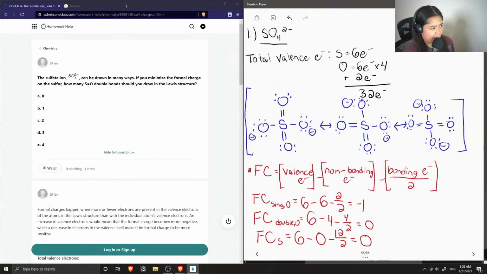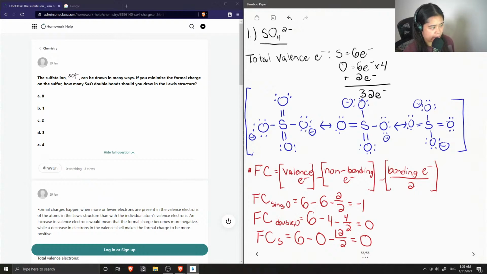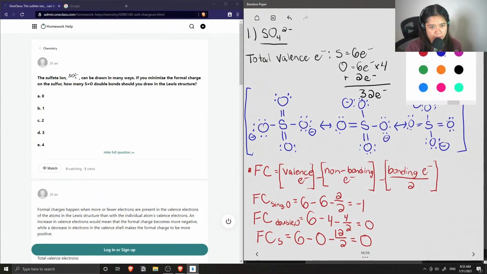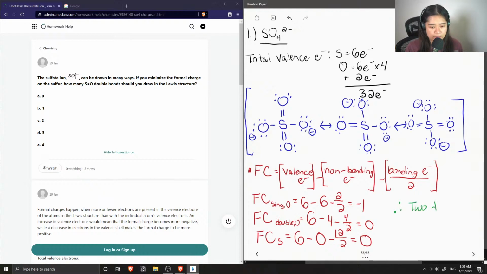And the last part of the question says if you minimize the formal charge on sulfur, which we did, how many double bonds would you draw on this Lewis structure? So therefore we can draw 2 double bonds to minimize the charge on sulfur.